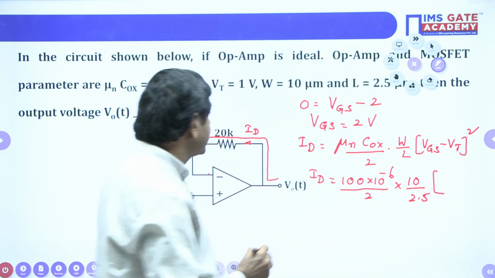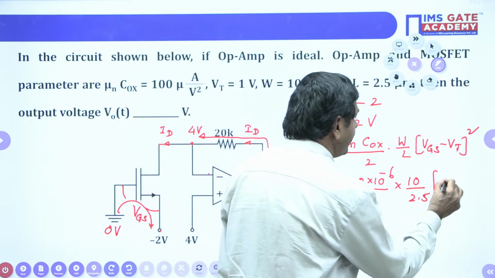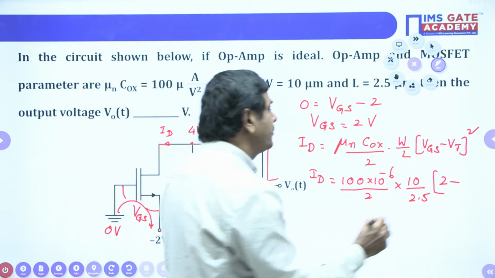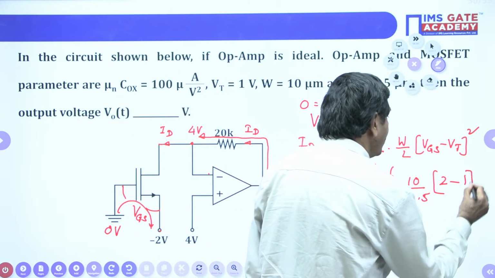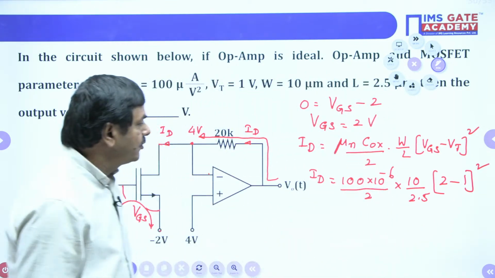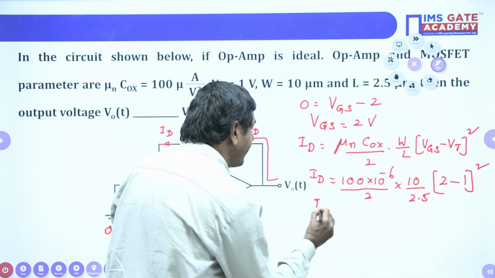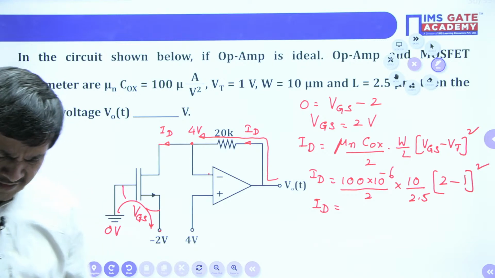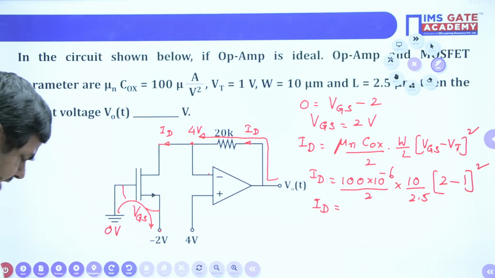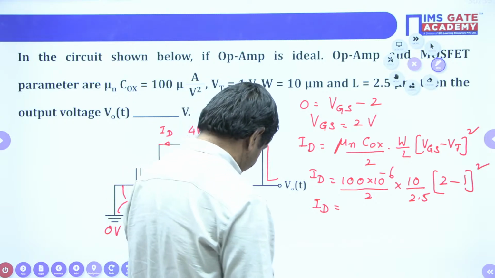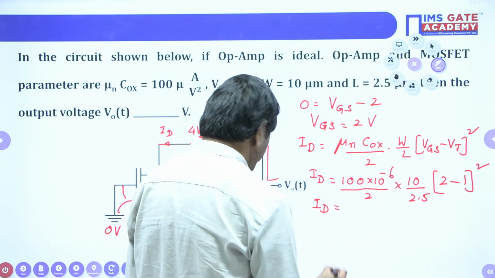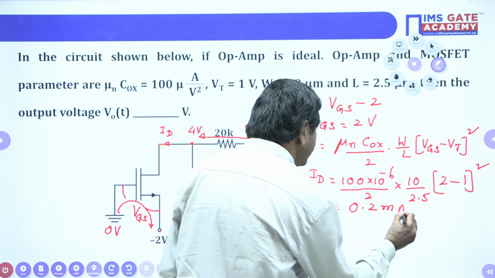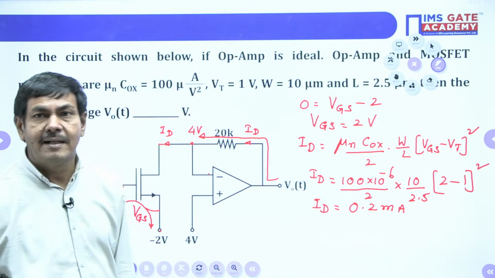Then VGS we got as 2 volts, I can put 2, minus the threshold voltage, which is given in the problem as 1 volt, whole square. Use the calculator and you are going to get the drain current directly. What drain current do you get from this problem? Please check it. The drain current comes as 0.2 milliamperes. That much amount of current is available. That is the drain current.